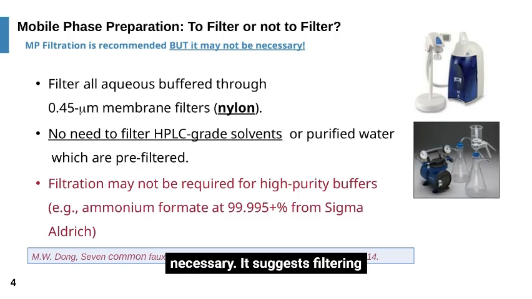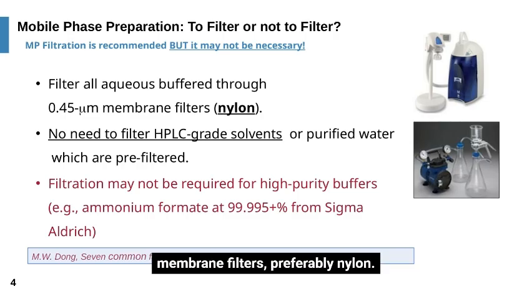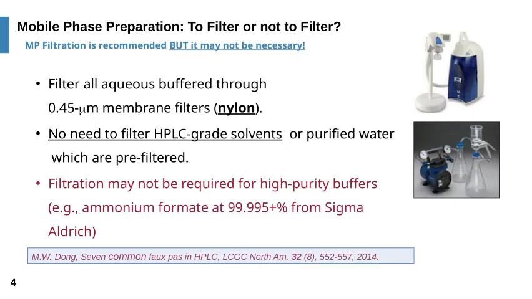It suggests filtering all aqueous buffers through 0.45 micrometer membrane filters, preferably nylon. It states that filtering HPLC grade solvents or purified water is generally unnecessary, as they are pre-filtered. Filtration may also be optional for high-purity buffers, such as ammonium formate at 99.995+% purity. The slide also refers to an article by M.W. Dong on common faux pas in HPLC.